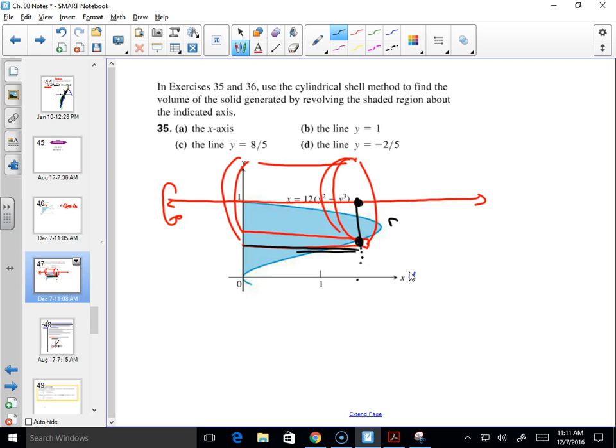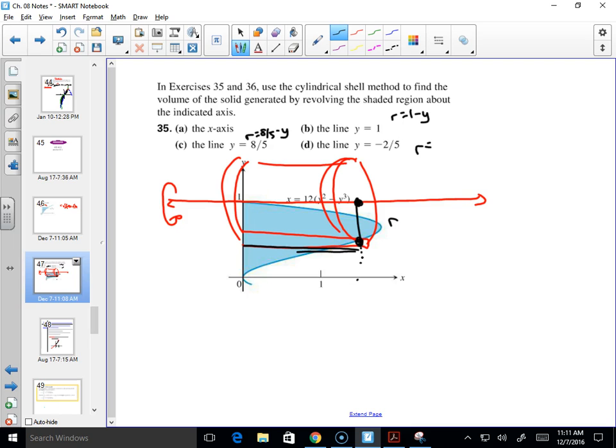So for this one, r will equal 8/5 minus y. This one, r equals 1 minus y. What's r going to equal for this one if my axis is down here at negative 2/5? Y plus 2/5. You can say y plus 2/5, or you could say y minus negative 2/5. Same thing.